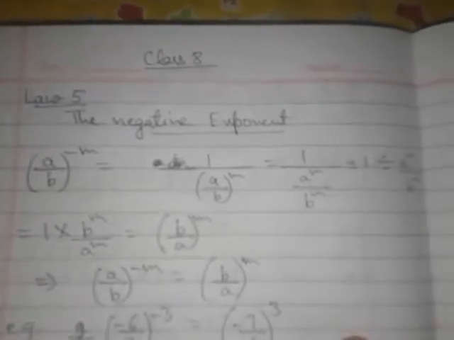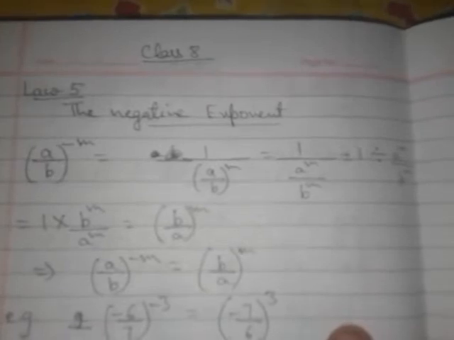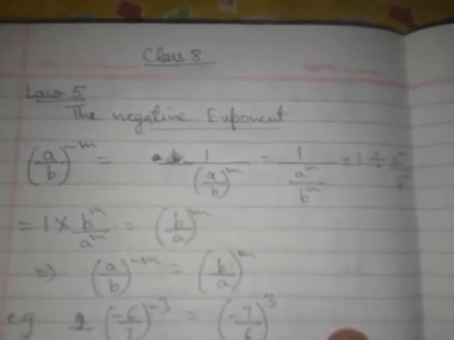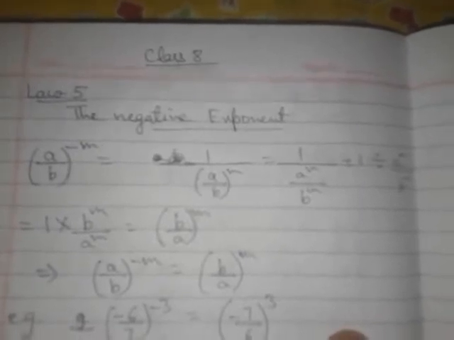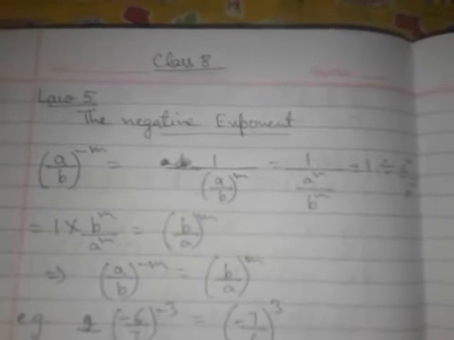In the chapter of exponents, we have studied several laws regarding the exponents. We will move on with the laws. I hope the earlier laws are clear to you. If you have any problem, you can always ask questions. Now we will move ahead with the laws of exponents. Law 5, the negative exponent.